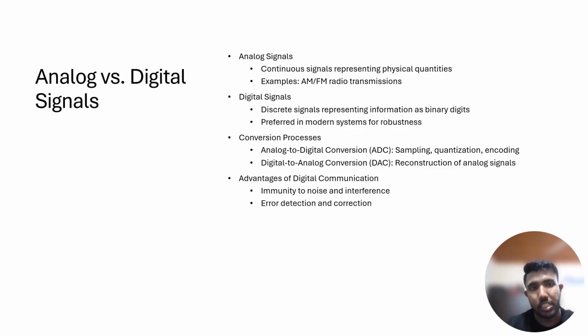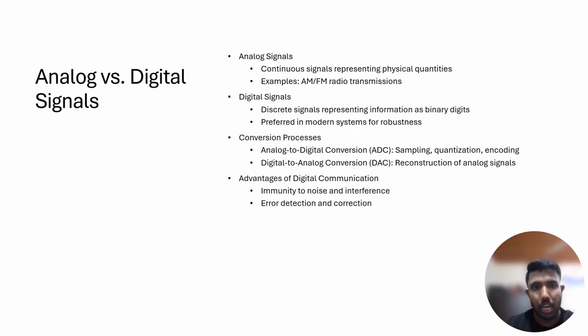Analog versus digital signals. Wireless systems handle both analog and digital signals. Analog signals are continuous and vary smoothly over time, directly representing physical quantities like sound waves. Traditional AM and FM radio broadcast uses analog signals where the amplitude or frequency directly corresponds to the audio being transmitted.